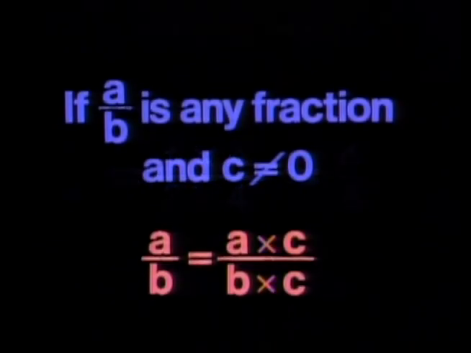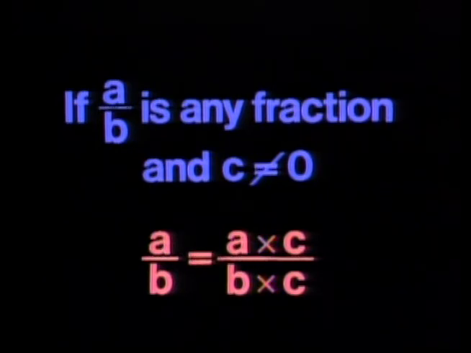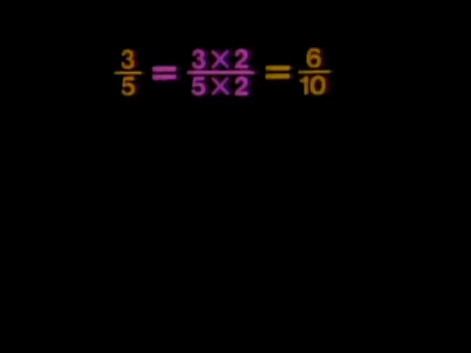Let's summarize the rule. If a over b is any fraction and c is not equal to 0, then a over b equals a times c over b times c. In other words, we're allowed to multiply through by c. Here's an example. Start with 3/5. Multiplying numerator and denominator by 2, we get 6/10.